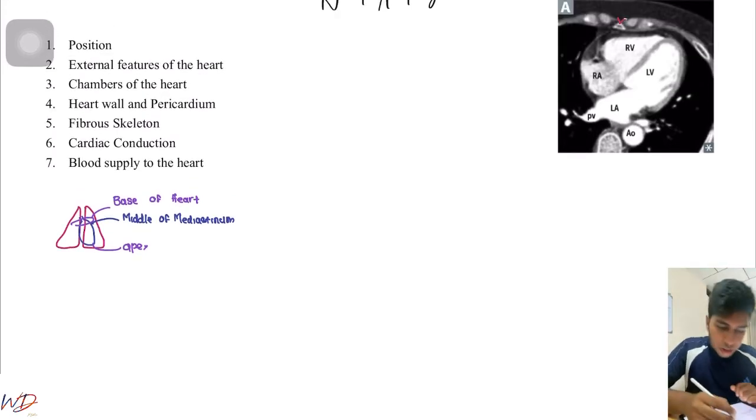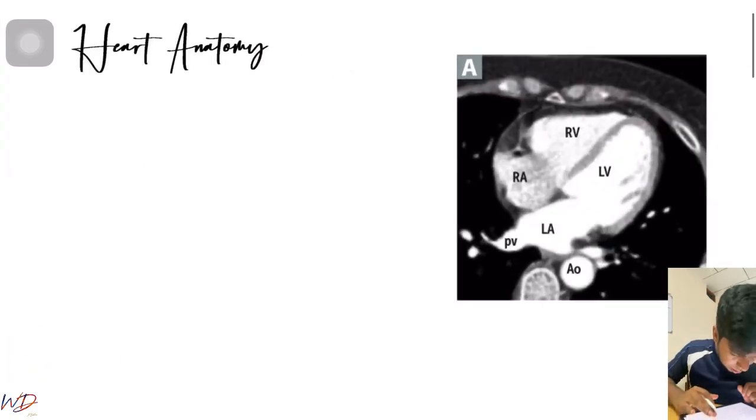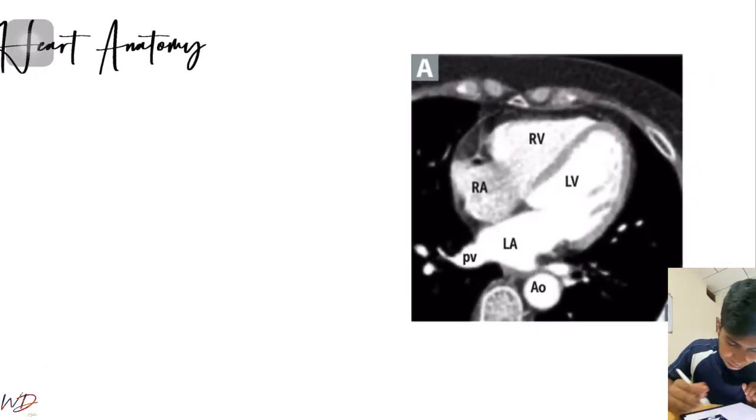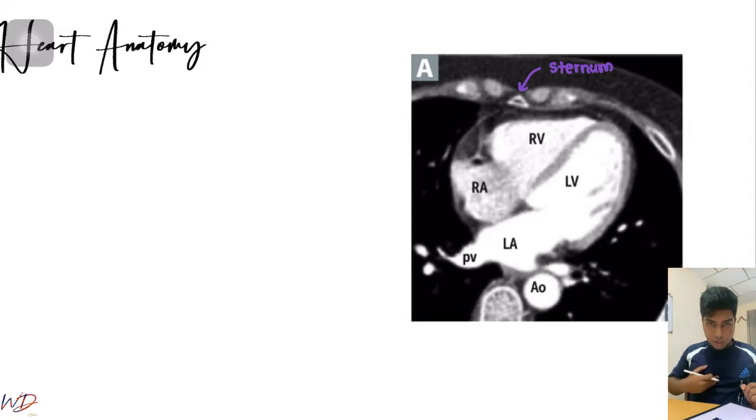Next, I will talk about the position of the heart in this CT scan. If you look carefully, you should understand this is the sternum. Right behind it is the right ventricle. So what does that mean? In a stab injury, the right ventricle is going to be damaged.